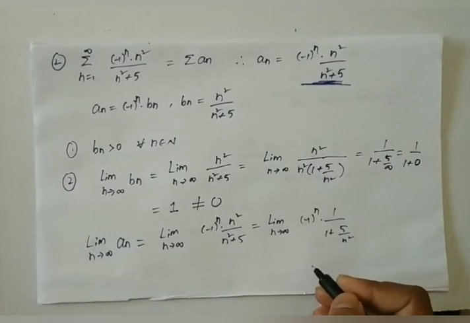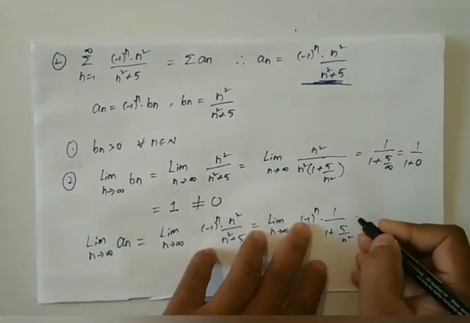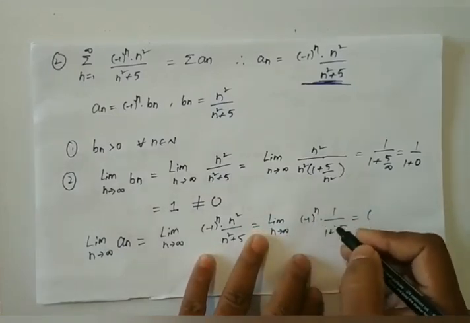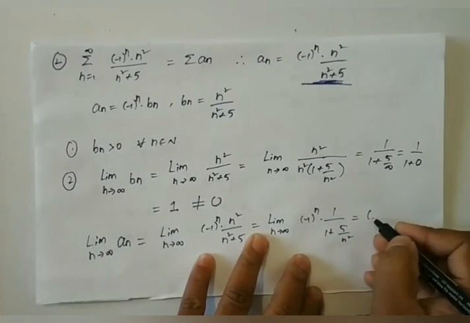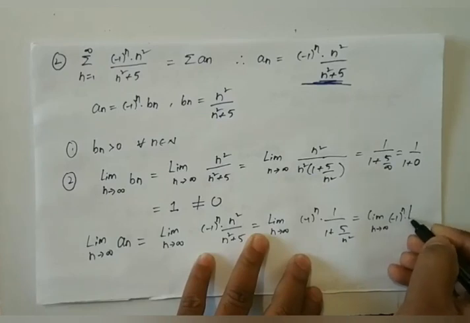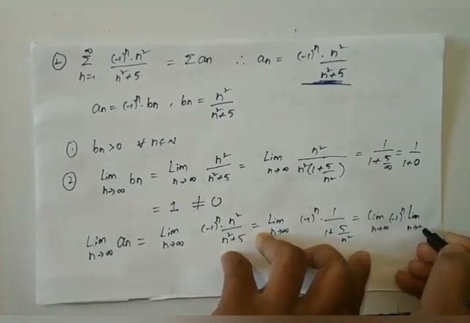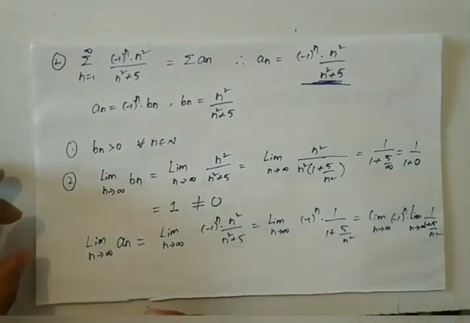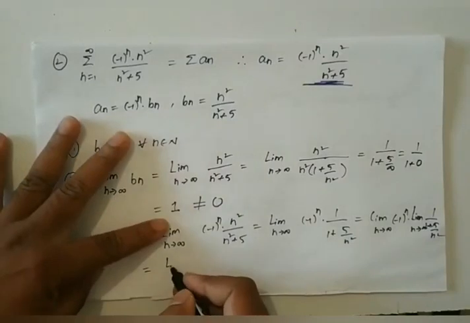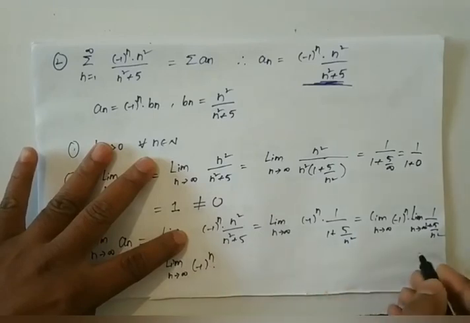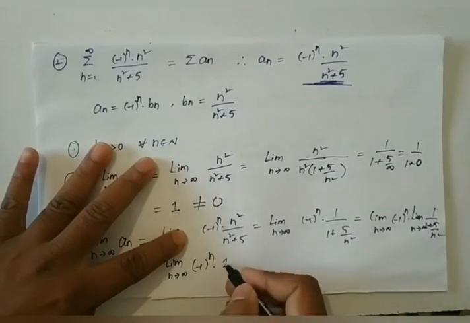Now let us apply n tends to infinity. So here we get the limit as n tends to infinity of (-1)^n into 1 by 1 plus 5 by n square, which can be written as the limit of (-1)^n times the limit of 1 by 1 plus 5 by n square. Now this is equal to the limit of (-1)^n. Here the limit of 1 by 1 plus 5 by n square is nothing but 1. Please verify.